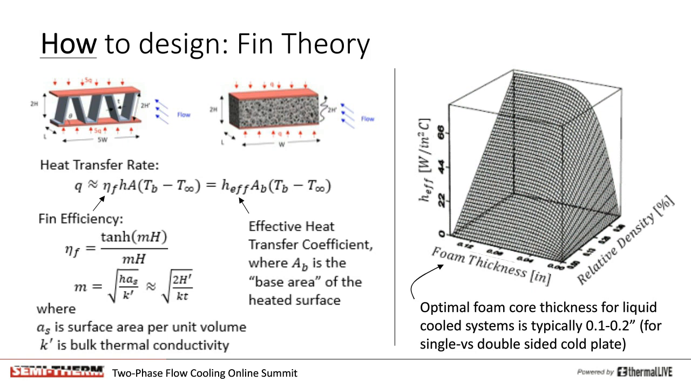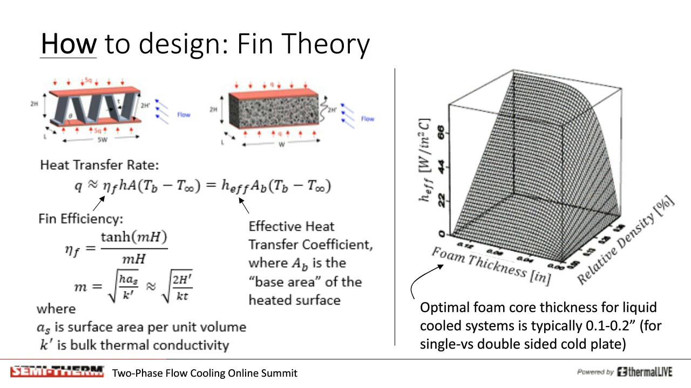Applying fin theory in this way, we can get a sense of the design space for foam heat exchangers by looking at the effective heat transfer coefficient as a function of foam thickness and relative density. The latter is just another term for metal volume fraction. Effective heat transfer coefficient is a measure of how much heat you can pull out per unit area for every degree of temperature difference between coolant and heated surface, and can be compared to a flat plate heat transfer coefficient to give you a sense of the enhancement due to foam.